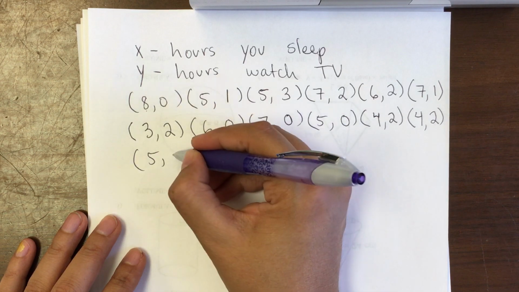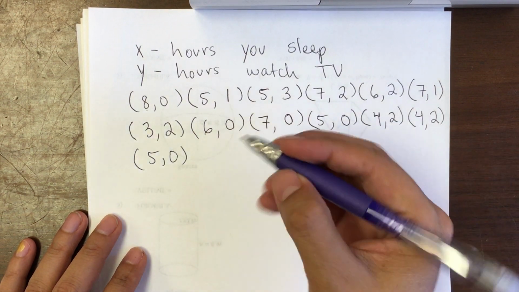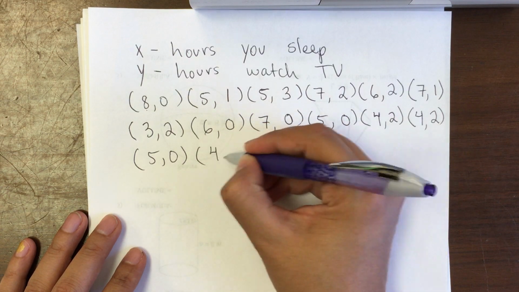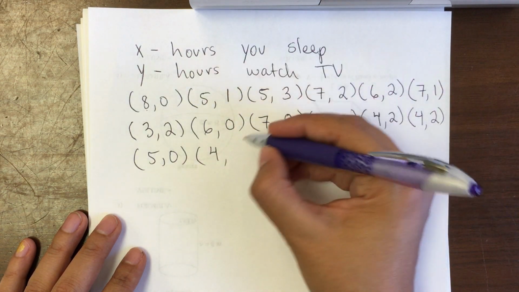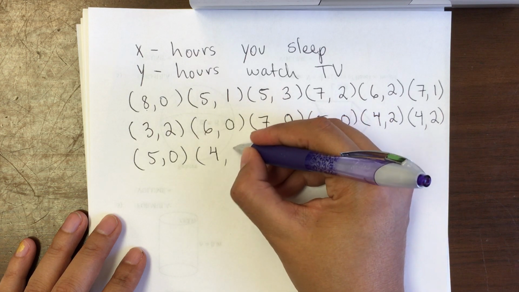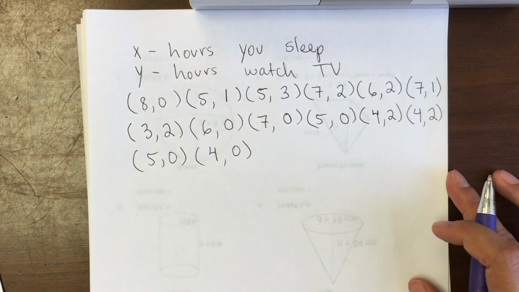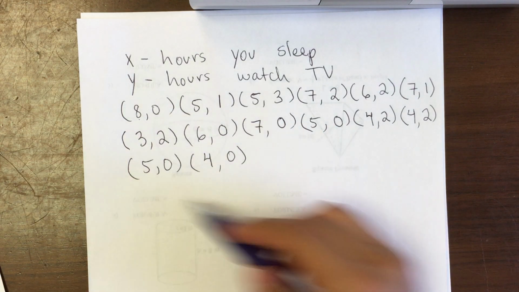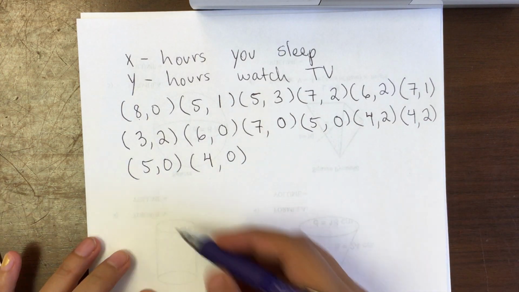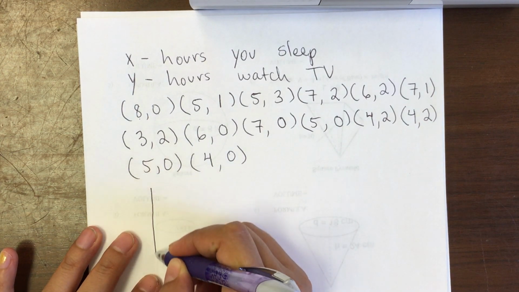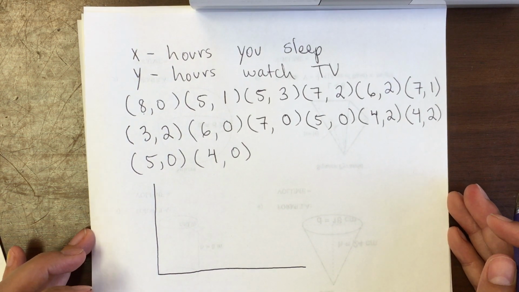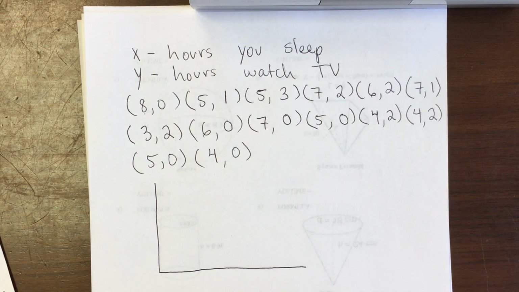One student sleeps 5 hours and watches 0 hours of TV, and then finally 4 hours of sleep and 0 hours of TV. So if we were to graph this data, it would look something like this. Okay, you can see it.